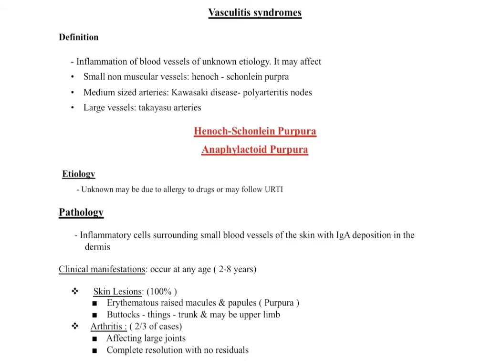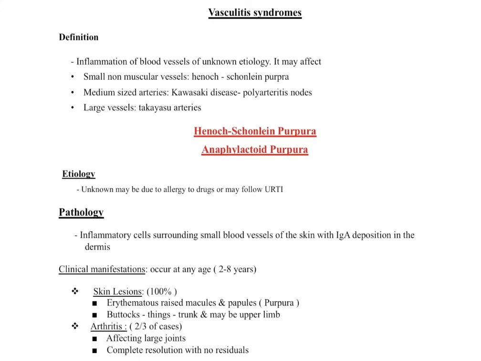The pathology of Henoch-Schönlein purpura: inflammatory cells surrounding small blood vessels of the skin with deposition of IgA antibody in the dermis. Clinical manifestation of Henoch-Schönlein purpura: onset at any age, but mainly between 2 to 8 years of life. Skin manifestation is 100%. The main skin manifestation is erythematous, raised macules, and papular purpura. Distribution of this rash is in the buttock, thigh, trunk, and maybe upper limb.